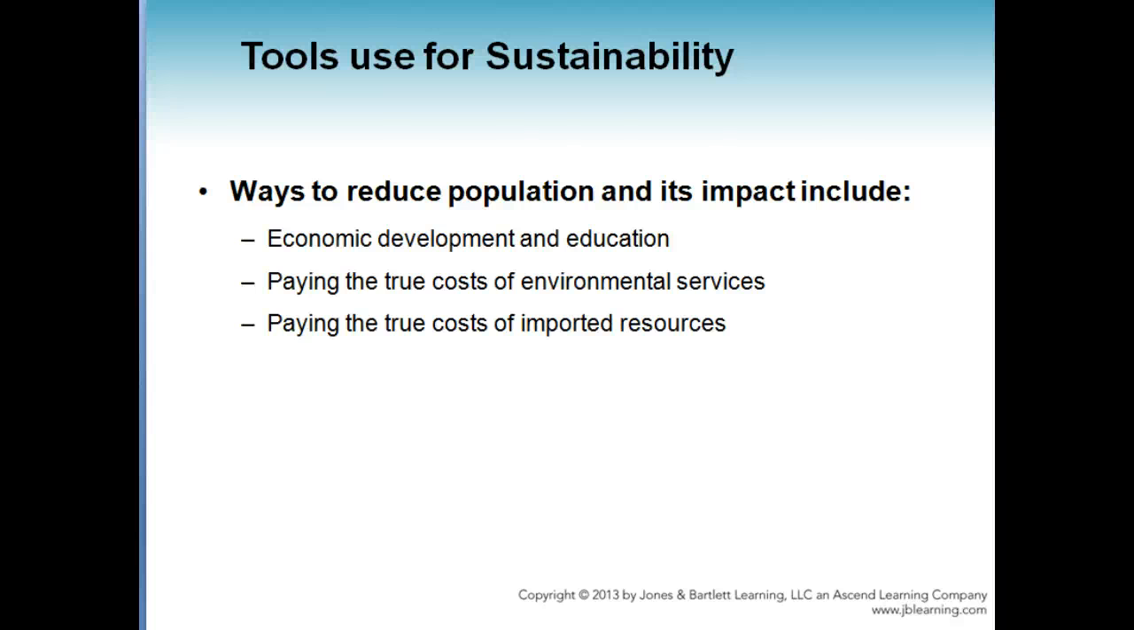Paying the true costs of environmental services and development, and paying the true cost of imported resources. So if the cost of, for example, importing oil included the environmental damage done where that oil was drilled, oil would be more expensive. And you can still also combine this with the ways to reduce technological impact by using less technology, using sustainable technology, and improving efficiency, as we mentioned before.